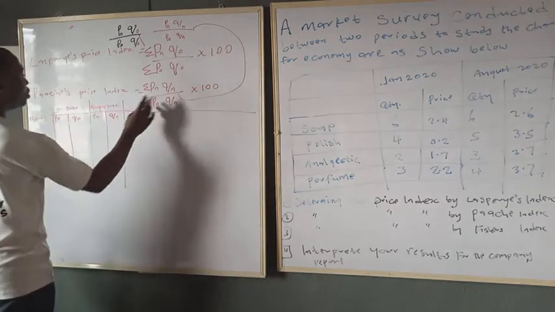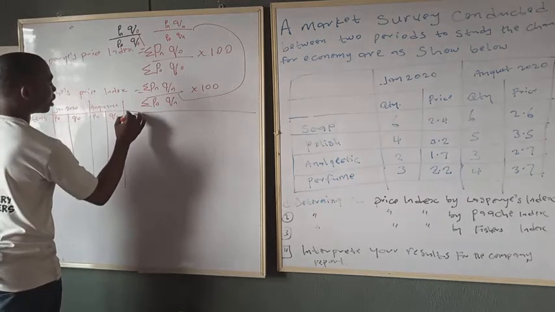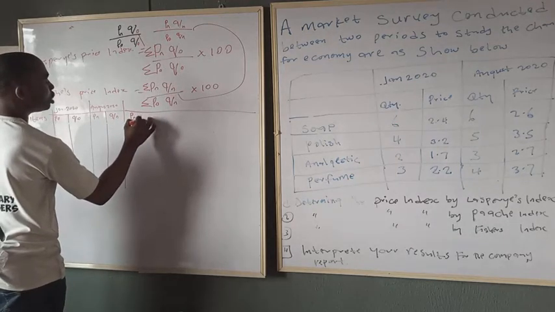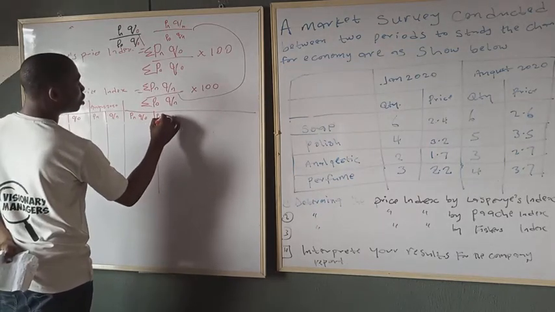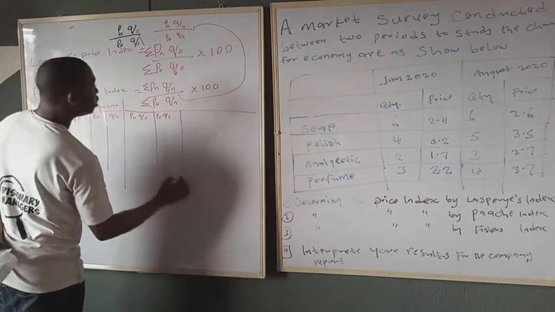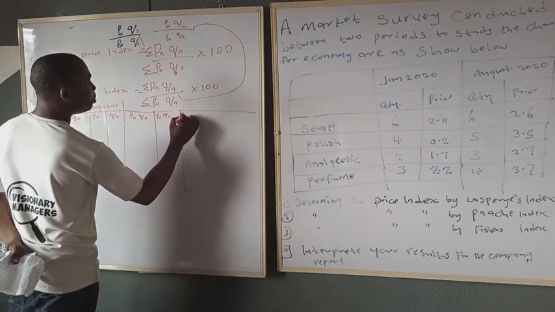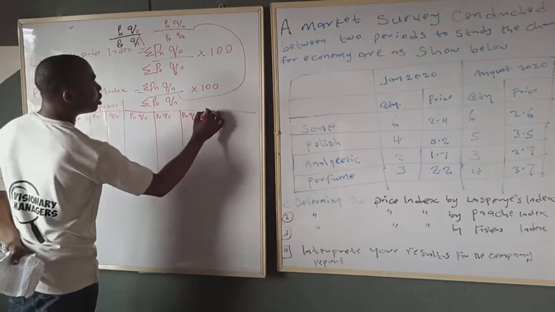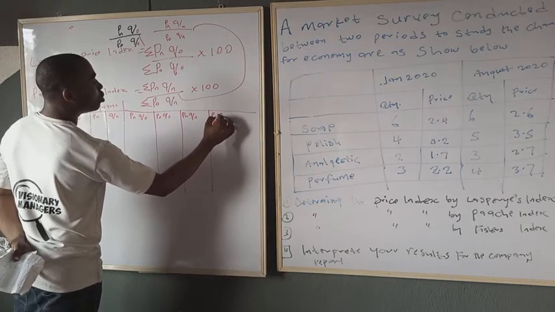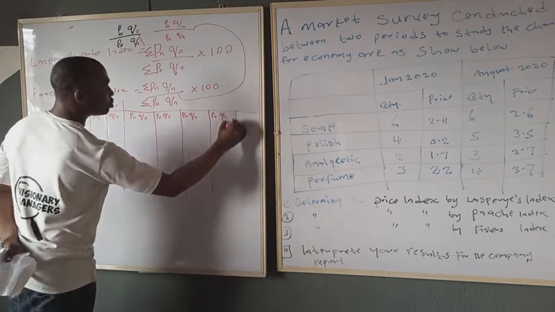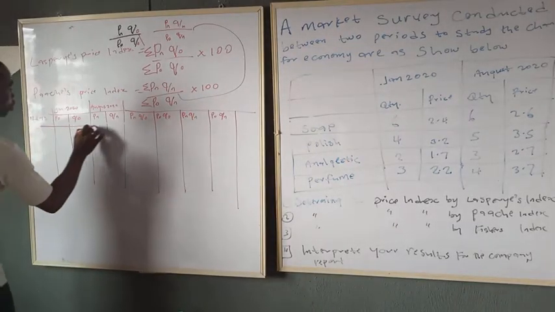So those things that we need: PNQN, PNQ0, right? PNQ0. Then we need P0Q0, P0Q0. Then we also need PNQN, and we also need P0QN, P0QN. So those are the things that we need to compute, right?